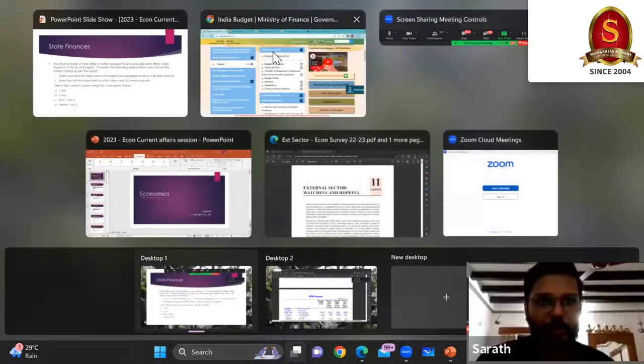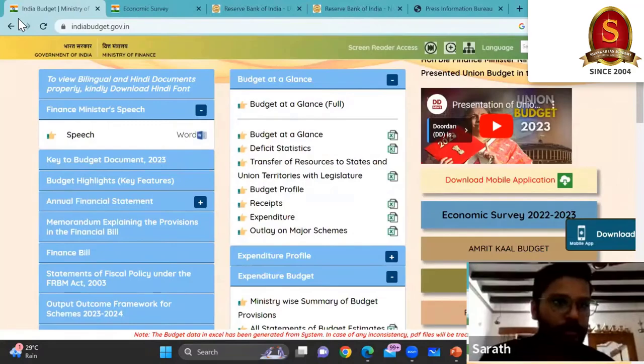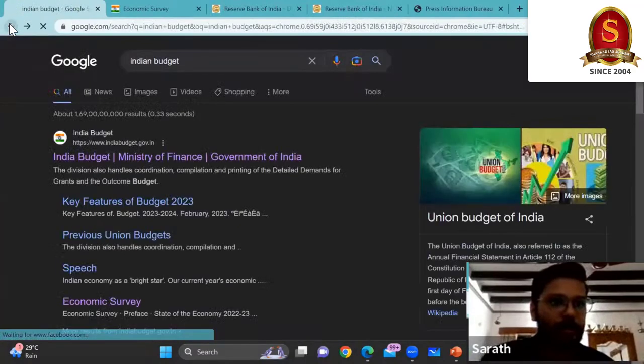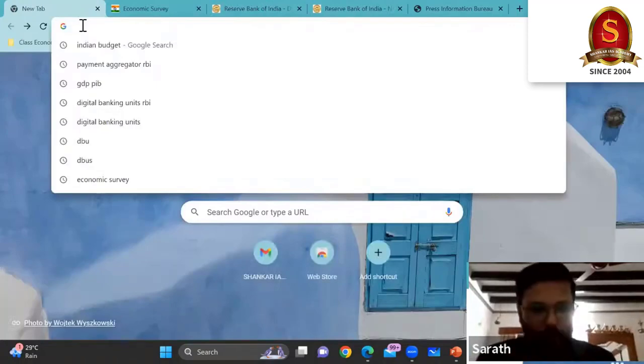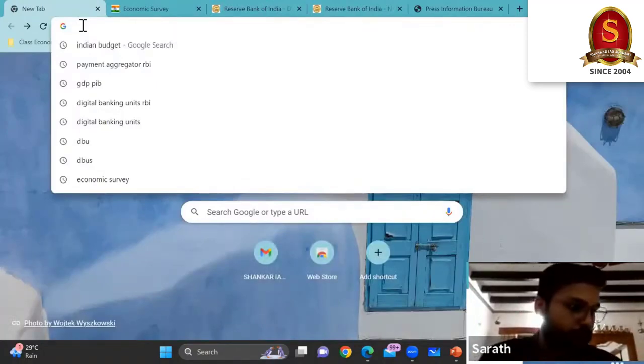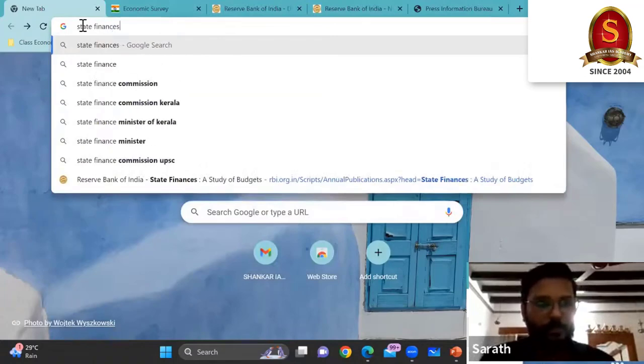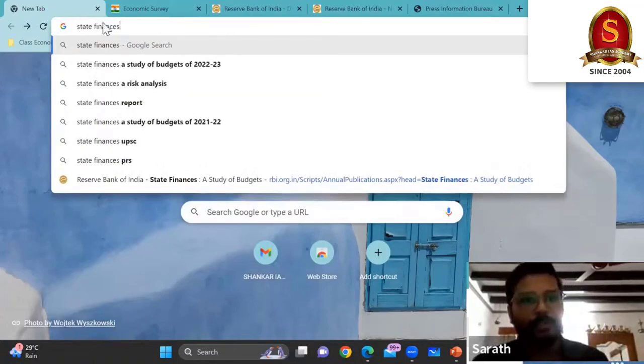So I need to take the document now. I'm doing it right in front of you so that you don't have to again ask me where to find the document from. So what was the name of the report? It said a study of budgets, right? State Finances, a Study of Budgets.